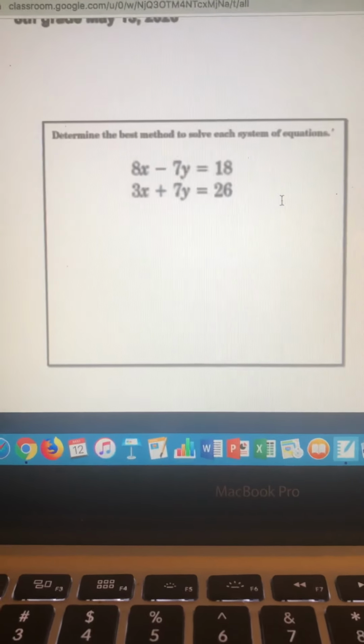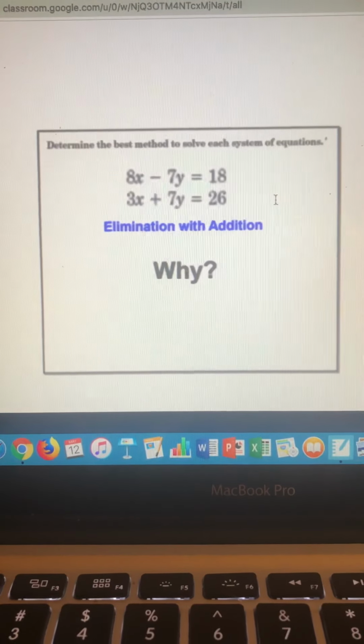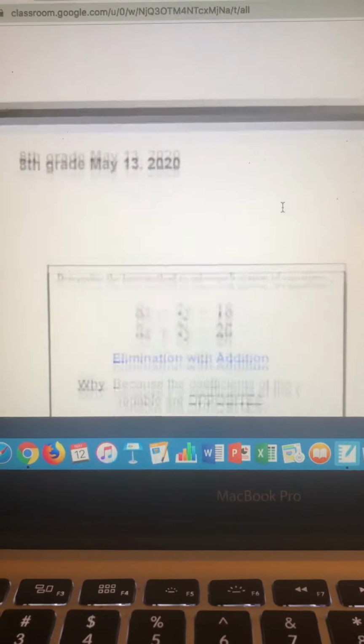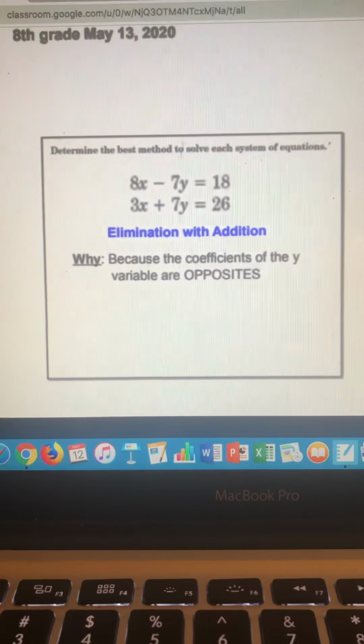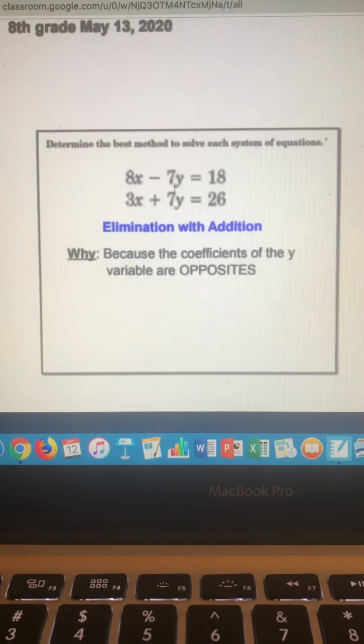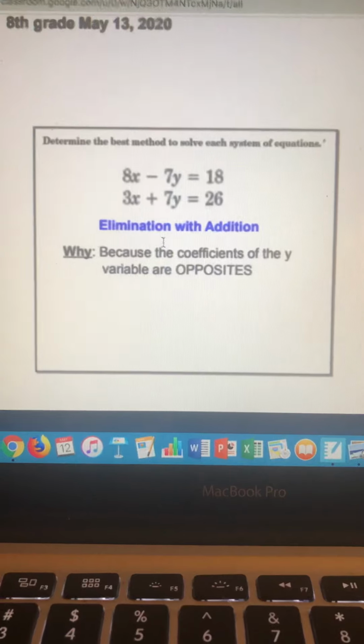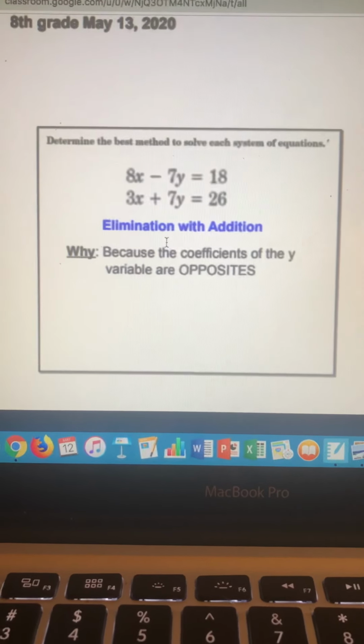And I hope that most of you would have said addition. Why would you use addition? Because the 7s with our y's are opposites, and if we were to add, then our y's would eliminate and we would be able to solve for x to then solve for y after.